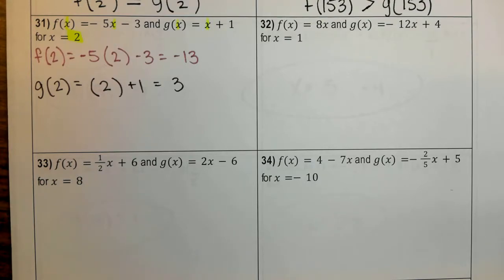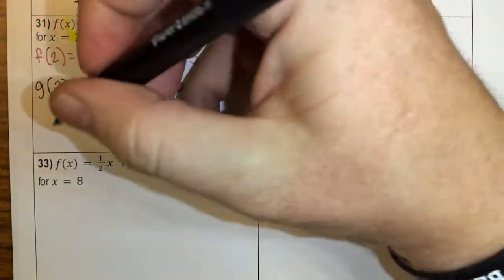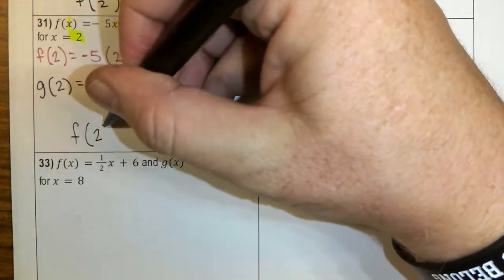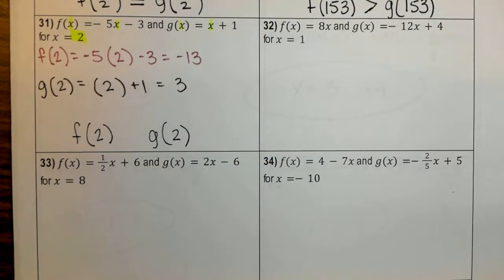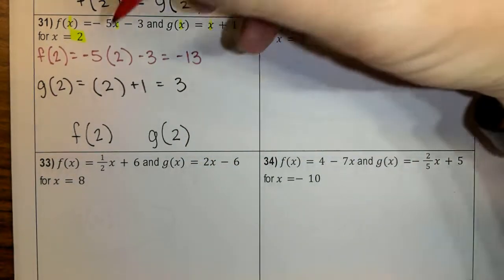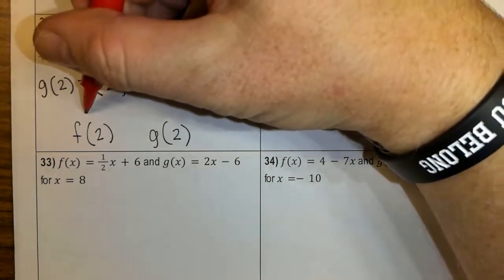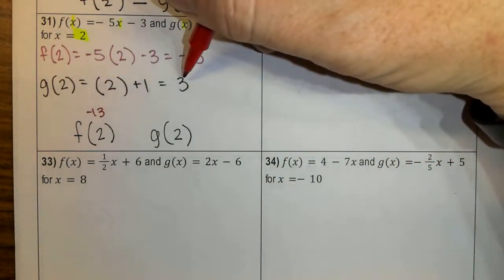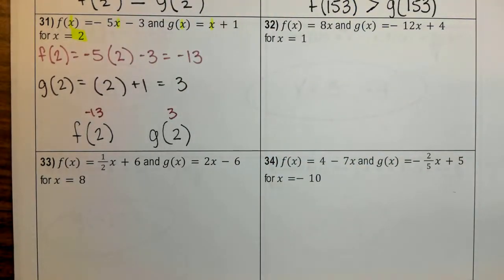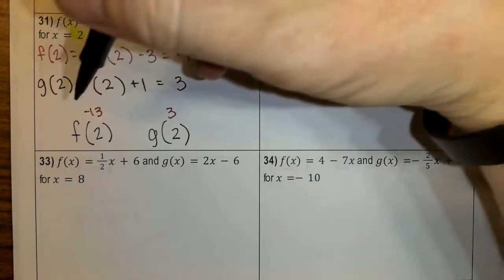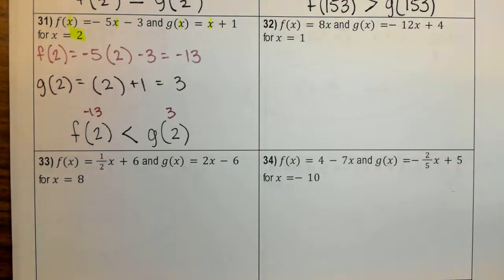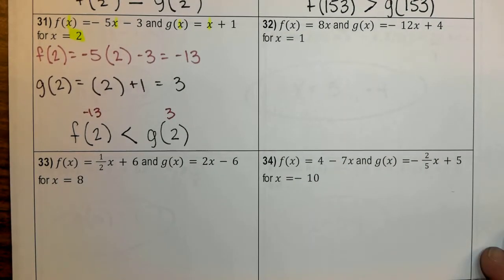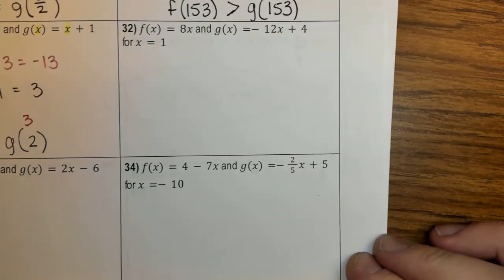So we got that. So now I'm going to go ahead and start my answer. So I have f of 2 space g of 2. Okay, and if you need to, I'm going to go ahead and write the answers above. So f of 2 is negative 13. g of 2 is 3. And so I'm comparing negative 13 and 3. Well, negative 13 is less than 3, so f of 2 is less than g of 2. And then that's my answer. I'm done. That's 31. 32.